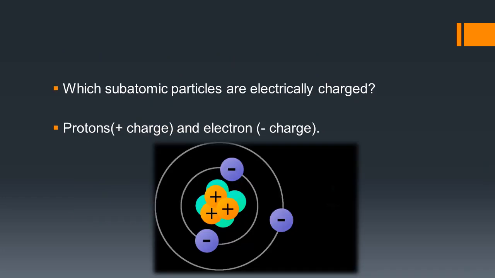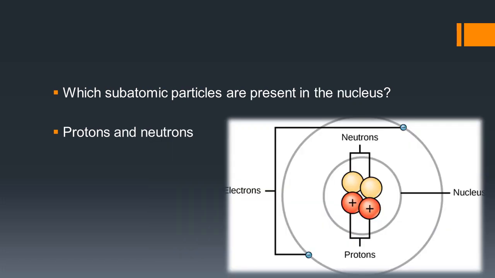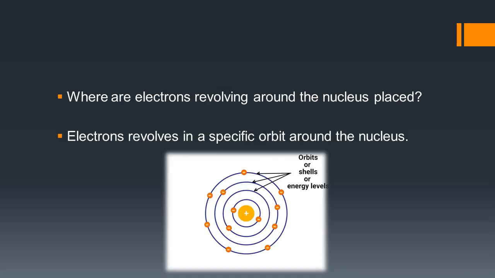Next: which subatomic particles are electrically charged? Protons and electrons are the electrically charged particles, out of which protons are positively charged and electrons are negatively charged. Which subatomic particles are present in the nucleus? In the picture, you can see that inside the nucleus neutrons and protons are present. Protons are positively charged and neutrons are neutral.